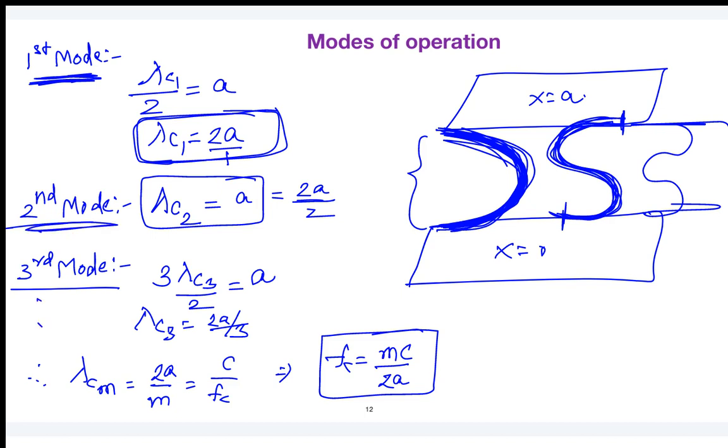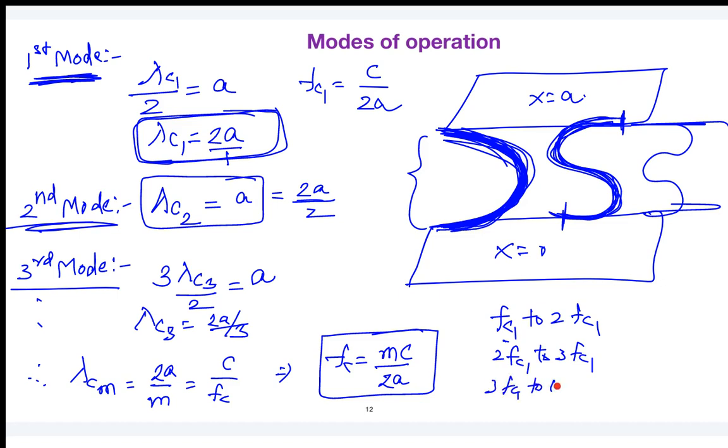And when you see the group of frequencies, the frequencies from FC1 to 2FC1, you can call it the first mode. And what does FC1 represent? FC1 is the cutoff frequency by assuming m is equal to 1. And the group of frequencies from 2FC1 to 3FC1, you can call it the second mode. And 3FC1 to 4FC1, you can call it the third mode, and so on.